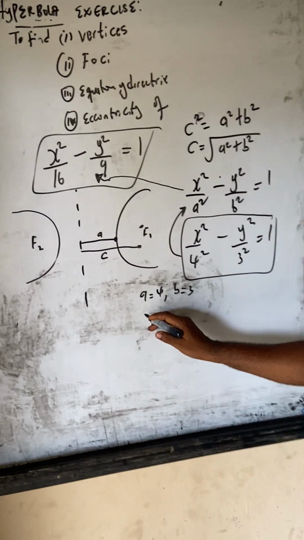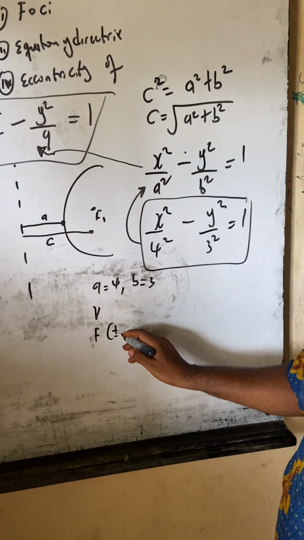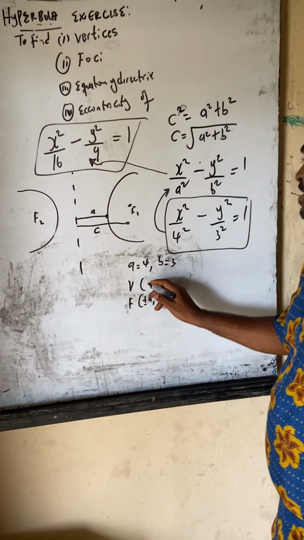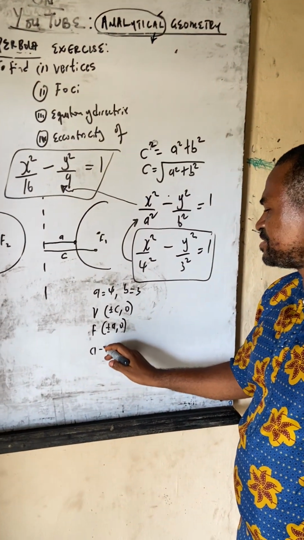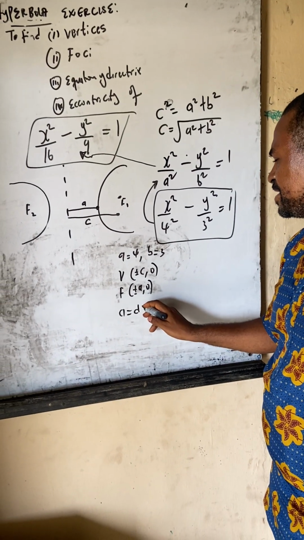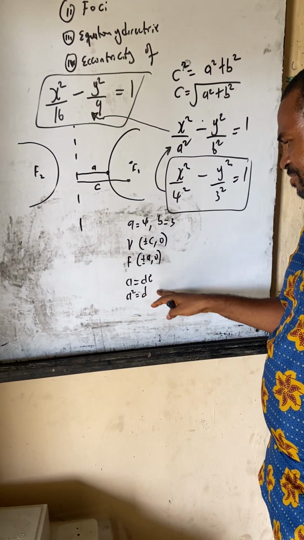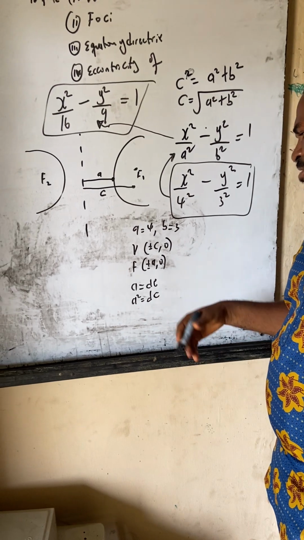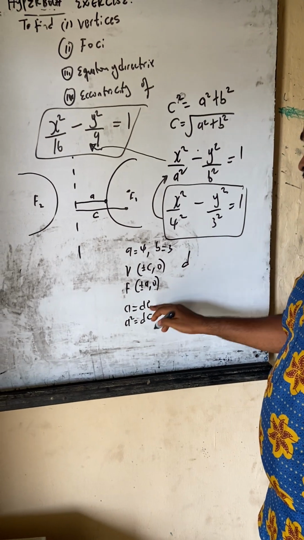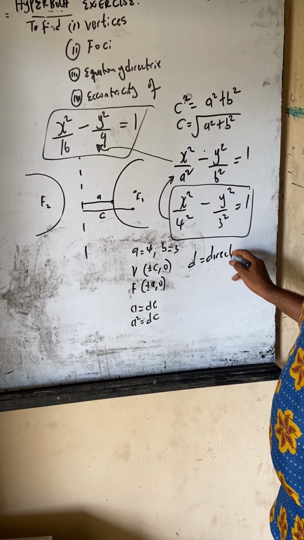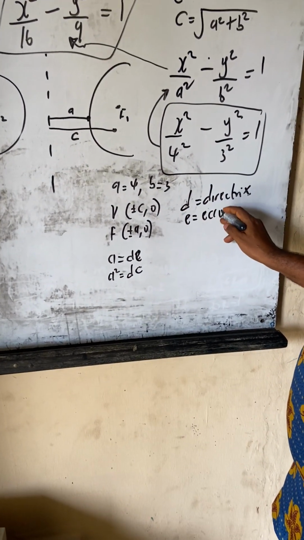Now, the other things that we need to find are the vertices and the foci. The foci is plus or minus a, 0, and the vertices is plus or minus c, 0. Then we talk about the directrix. In this particular case, we are going to use a certain equation to find an expression for the directrix. Here, the d stands for the directrix, and the e stands for the eccentricity that we are going to look for.